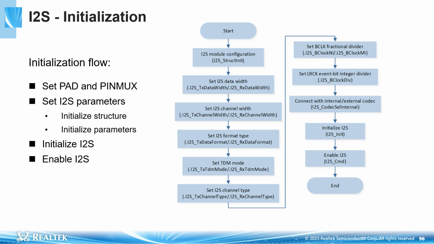The initialization process of I2S is shown in the figure. First, set PAD and PINMUX, then set the parameters of I2S, then initialize I2S according to the set parameters, and finally enable I2S. For more information, refer to the I2S section of the SDK online documentation.